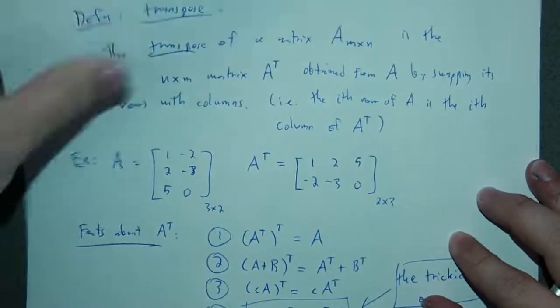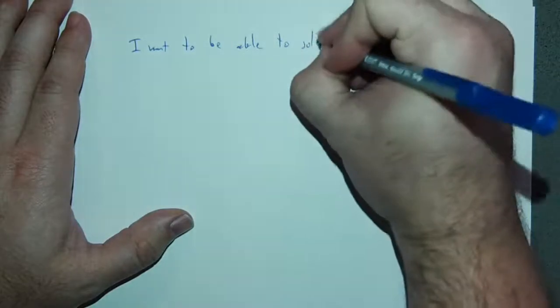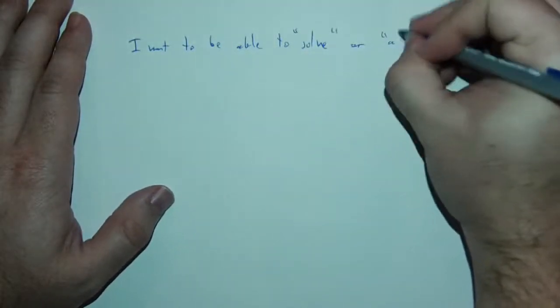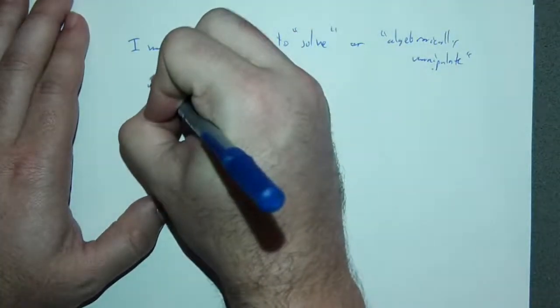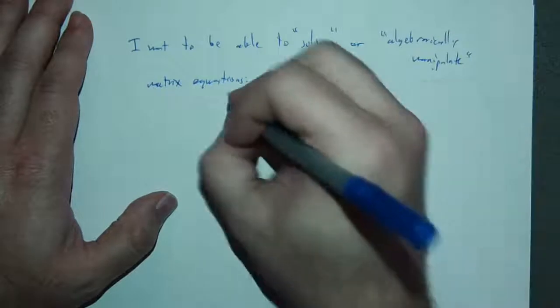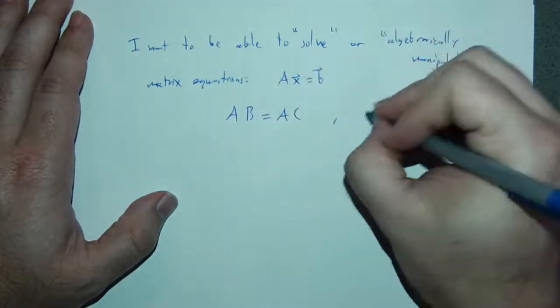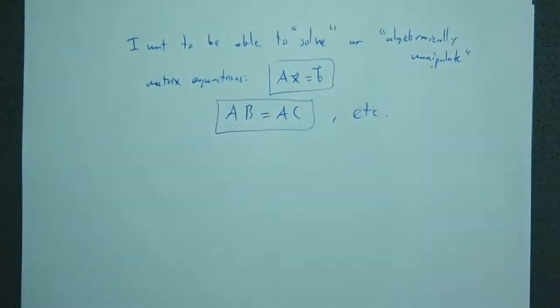Okay, so here's the thing. We get more paper here. Now, I want to be able to solve or algebraically manipulate matrix equations. So AX equals B, AB equals AC, etc. Things like this. Okay, so maybe this is what it looks like, the thing that we were interested in before. Maybe it's something that involves just a bunch of matrices like this, not necessarily vectors.